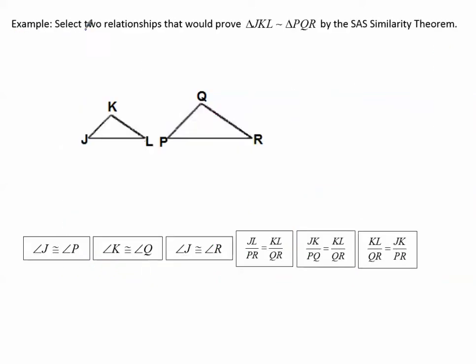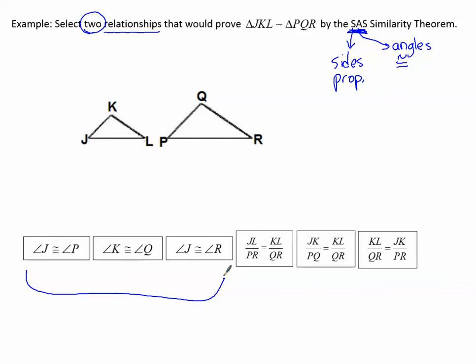Example, select two relationships that would prove triangle JKL is similar to triangle PQR by the side angle side similarity theorem. So remember, the S is for the sides. We want the sides to be proportional. The A is for the angles. What do we want the angles to be? Congruent. So we need to pick one relationship from the angles and one relationship from the sides.